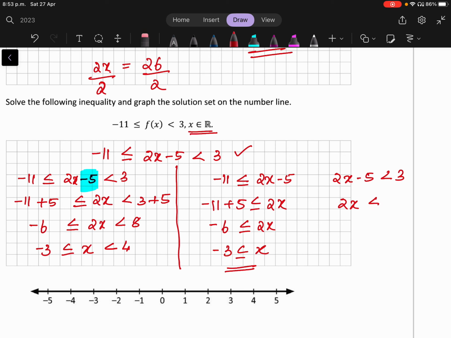2x is less than 3 plus 5, 8. Okay, let me just write 3 plus 5. So 2x is less than 8 and x is less than 4. Now you combine both of these, just bring it together. That should be enough.